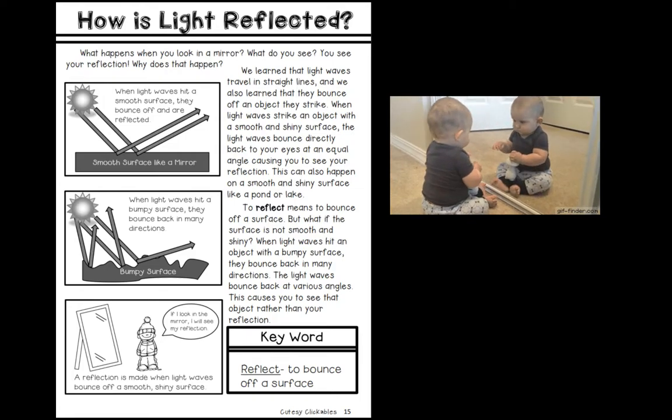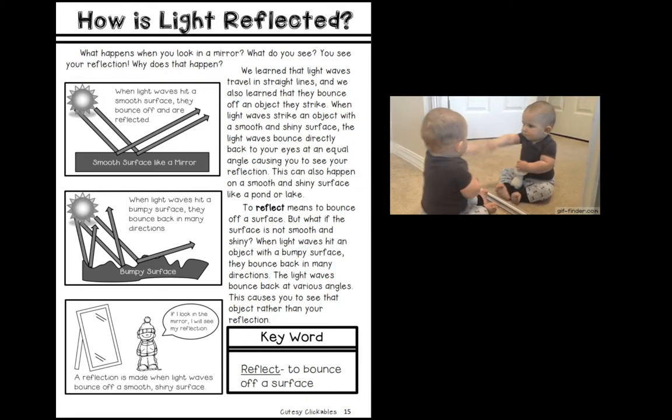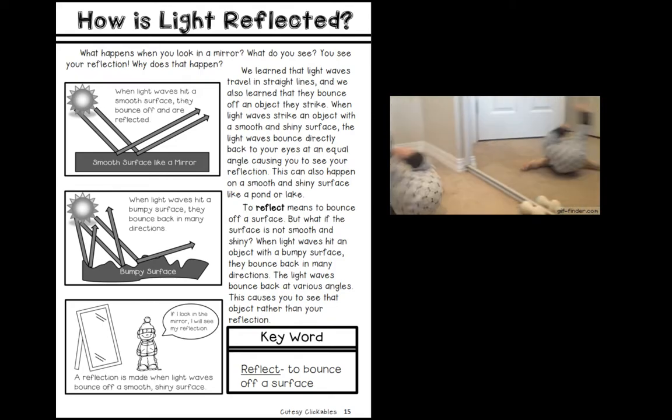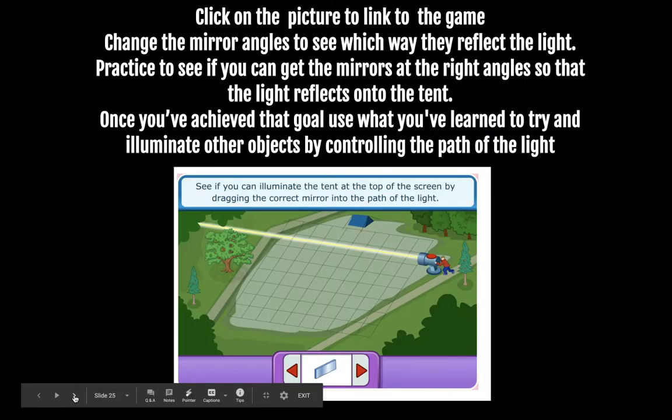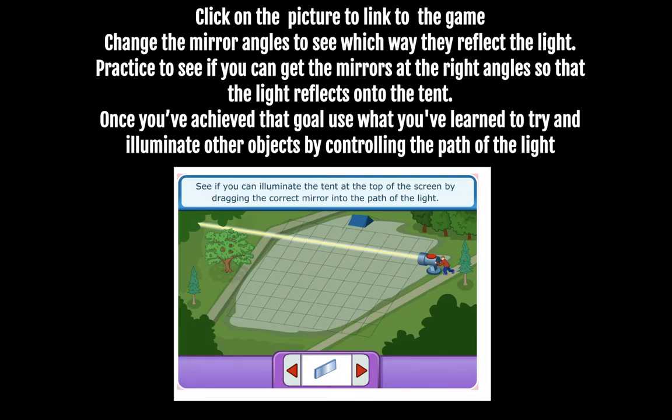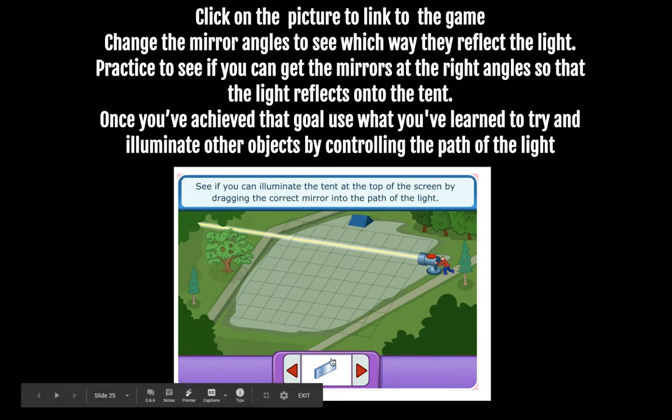So when light waves hit a smooth surface, they bounce off and get reflected. And know that the angle it comes in is the angle that it goes out. I have this game for you to try. You have to click on the picture to get a link to the game. And you have to change the mirror angles to see which way they reflect light. Practice to see if you can get the mirrors at the right angles.